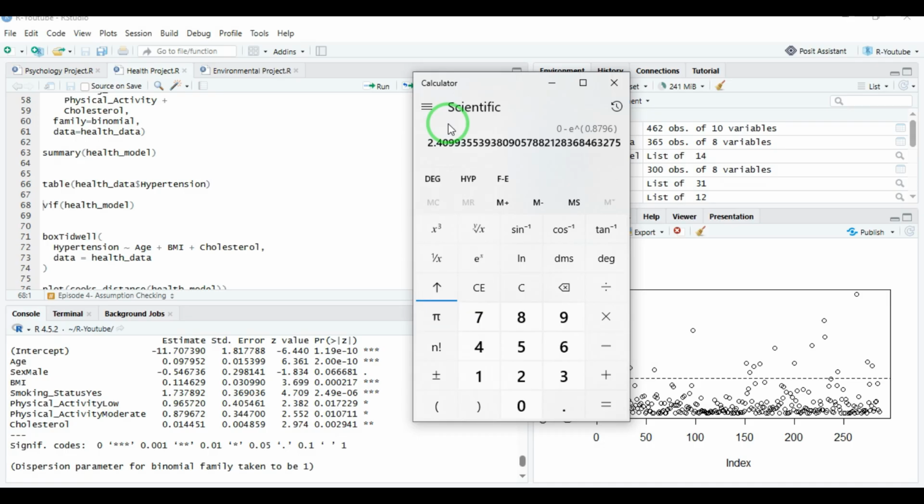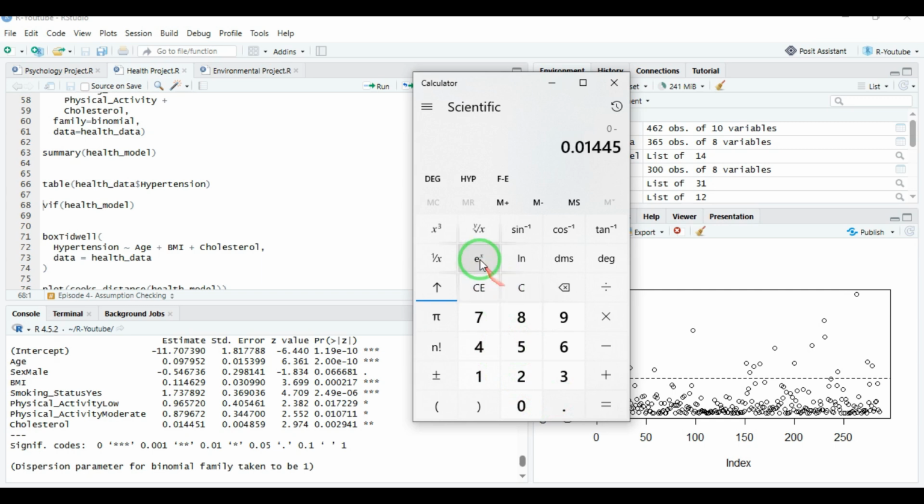But notice something subtle here. We cannot say that low activity is significantly different from moderate activity just because both coefficients are significant. No, each is just being compared with the high activity reference group. Is it clear?